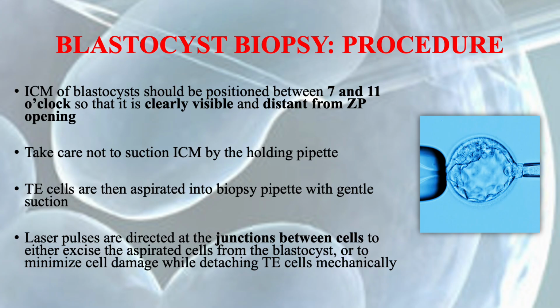We can see in the image, on the left side there is the holding pipette and on the right side there is the biopsy pipette. The cells are getting suctioned into the biopsy pipette. Laser pulses are directed at the junction between the cells to either excise the aspirated cells from the blastocyst or to minimize the cell damage while detaching the trophoectoderm cells mechanically.